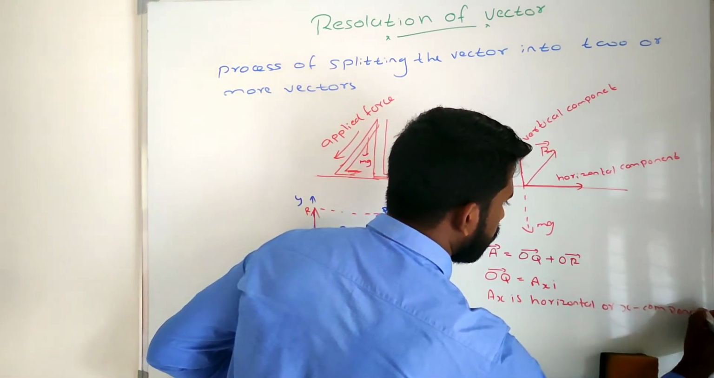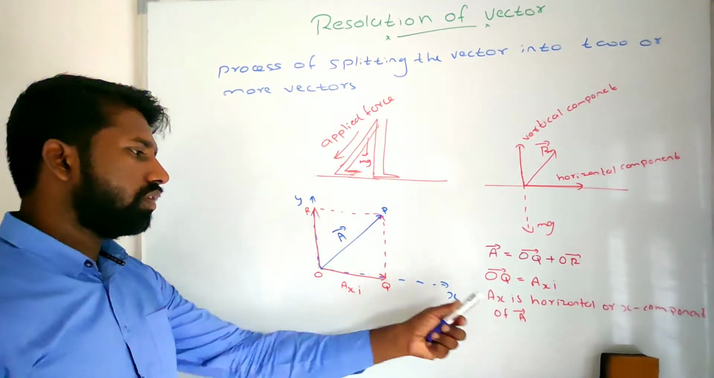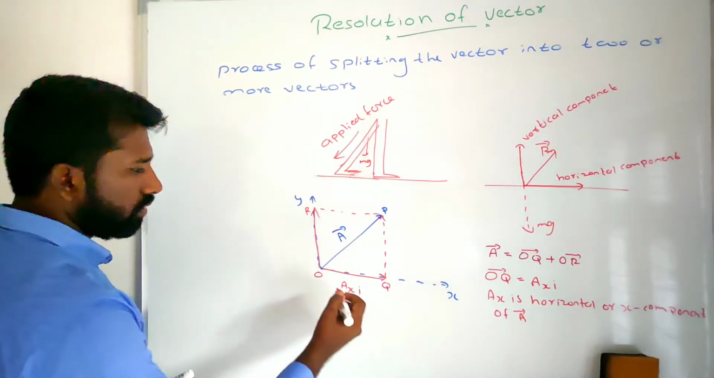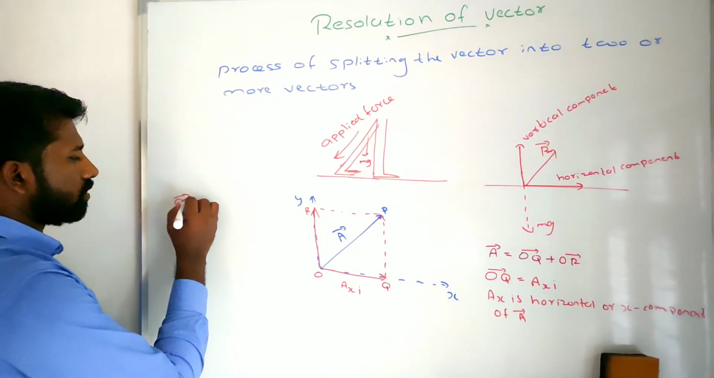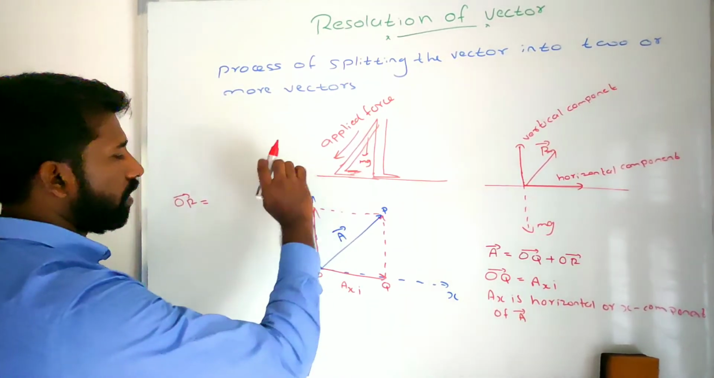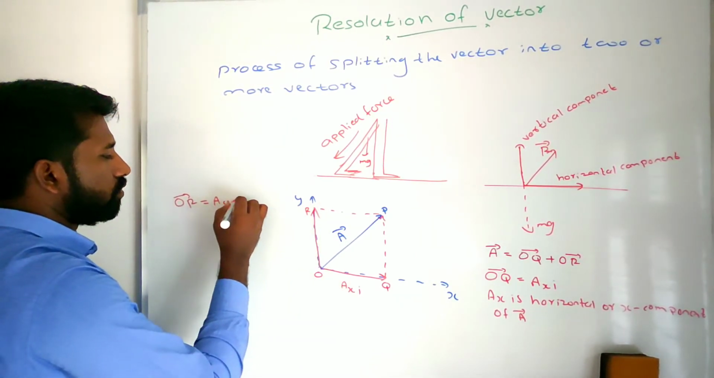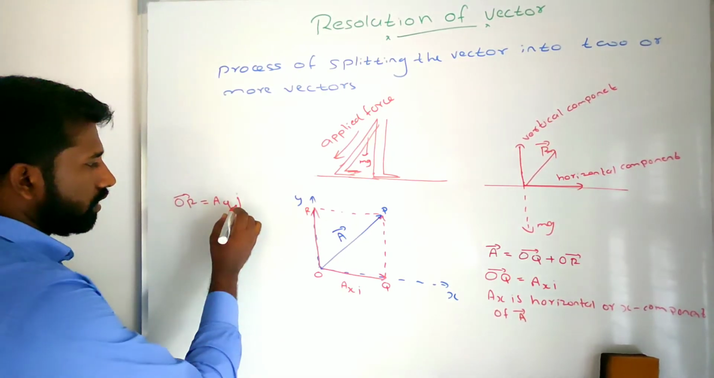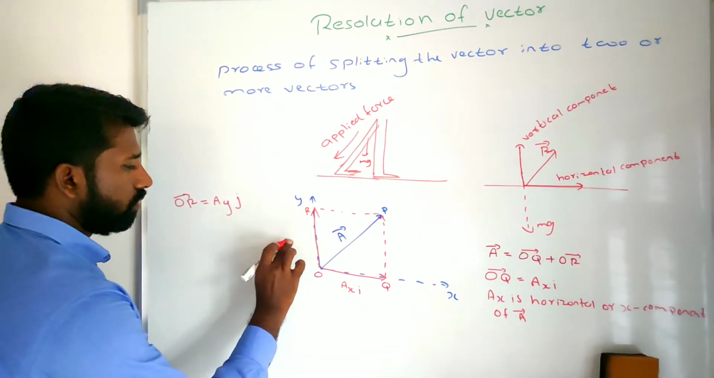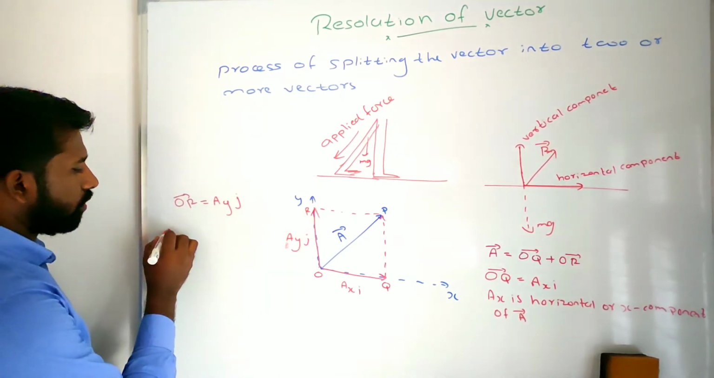Horizontal or X component of vector A. Okay. Then in a similar way, what about the OR vector? The OR vector is a vertical component acting along the y direction. So I can say that the OR vector is equal to AY j. This j shows the direction and AY is the magnitude. So we can write it as AY j. Clear? Okay. So what about AY?